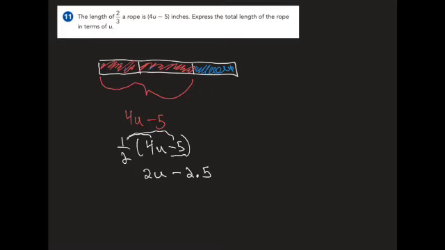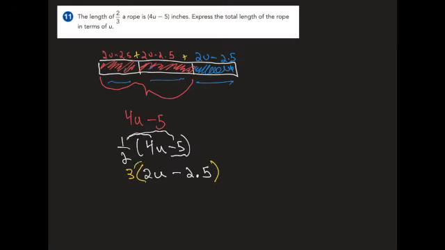So this section is 2u minus 2.5. This is 2u minus 2.5. And in the beginning, I broke it up into 3 equal parts. So that means that this should be equal to this, should be equal to this. So this one is also 2u minus 2.5. So what you can do now is you can either add all of these together, or you can take what you got when you split them up and found the individual piece and multiply that by 3. I think that's easiest to do.